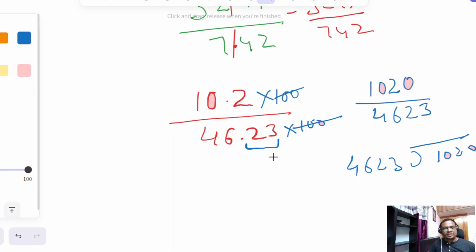For addition and subtraction, you have to make them like decimals, because only then can you add and subtract them. And also we learned multiplication and division. In multiplication, just multiply the numbers how we normally do. Once you get the answer, add the number of decimal places in both the numbers, and put that many decimal places in the final answer.